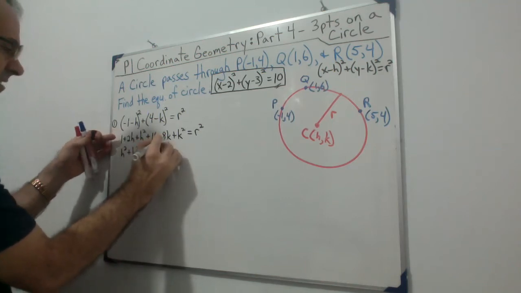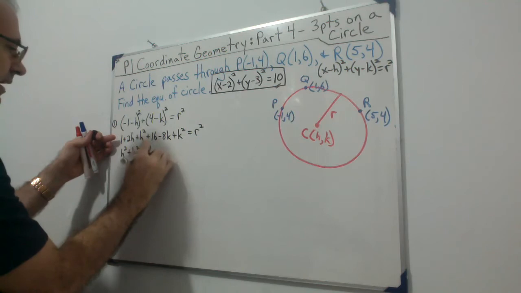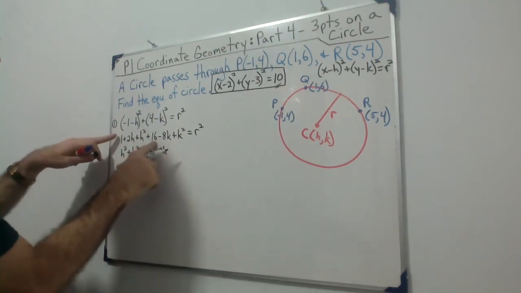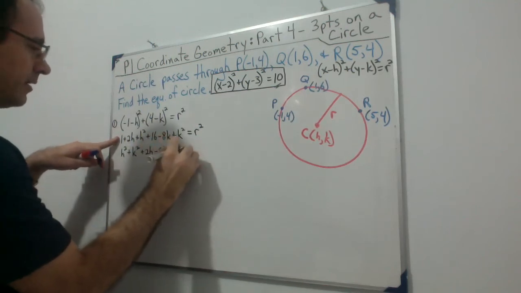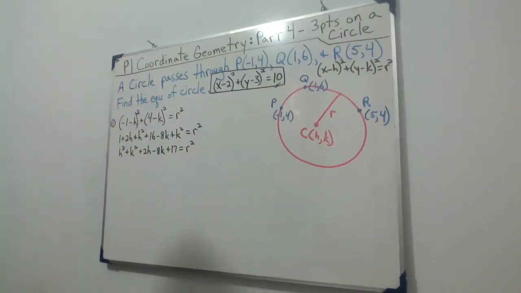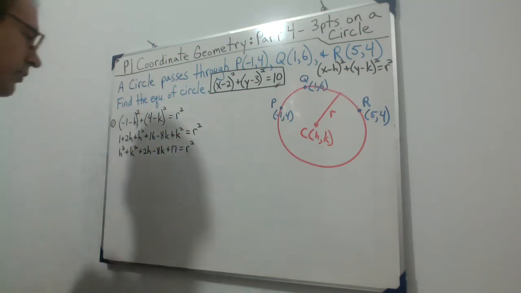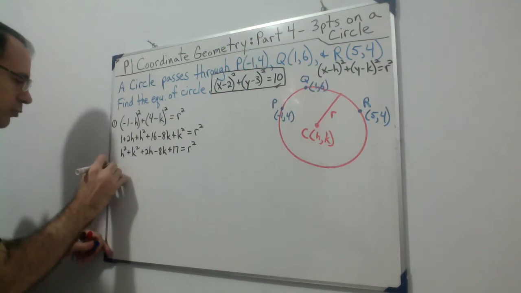And this is a minus 8k. And we have 16 plus 1 is 17 equals r squared. Okay, so we have that. Now what we want to do is a second one. So I'm going to put this in blue.